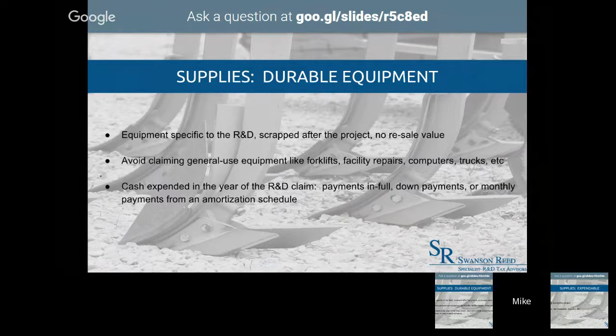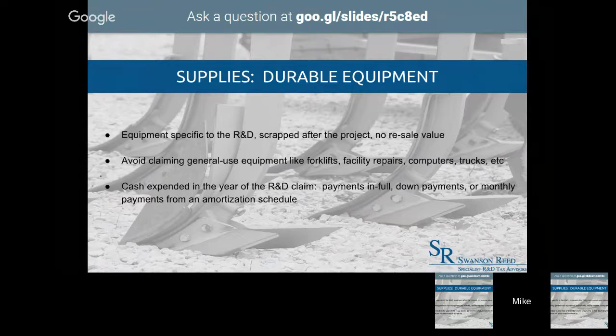And the intent there is that you don't buy a big piece of equipment, use it on R&D for a little while, and then spin it off to be used somewhere else in the factory, because therefore that total cost of that piece of equipment would really not be applicable, all of it, to R&D. You should avoid claiming general use, general purpose equipment such as forklifts, facility repairs, computers, trucks, things of that nature. Computers are typically a red flag item. If you went out and bought 10 new computers and you start out saying, oh, these are going to be used on R&D, so I want to claim the whole cost.